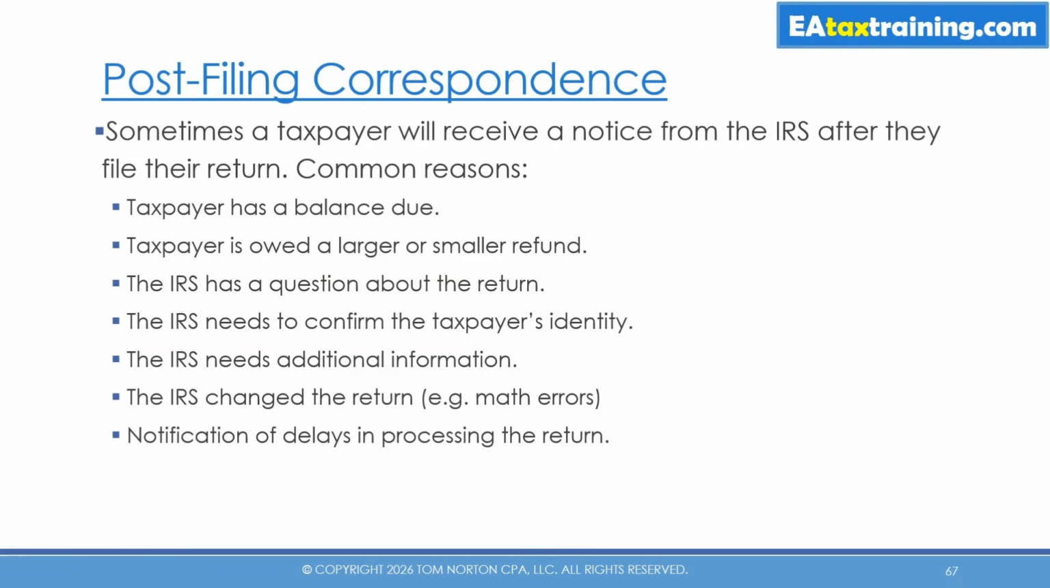They'll explain that. They may just have a question about the return. They may need to confirm the taxpayer's identity if there's some question of fraud or identity theft involved. They may just need additional information for some reason. The IRS may have changed the return. They're just letting you know that, hey, we found a mistake and we changed it. There's nothing else you need to do. Or to notify of delays in processing the return. So we know we owe you a refund, but there's a delay, and so it's going to be some time before you get your money. They could do it for that.